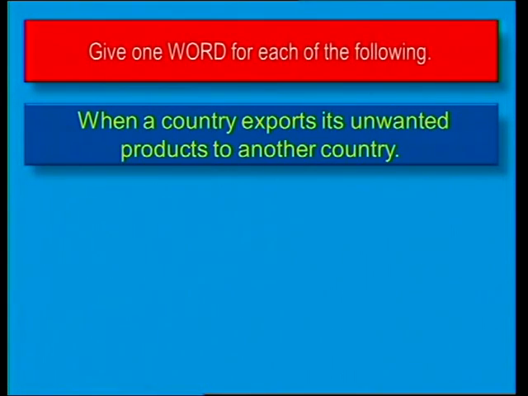And the statement is, when a country exports its unwanted products to another country, what do we call that? Yes, when a country exports its unwanted products to another country, what happens, they sell those products in the other country at a price lower than the cost of production. So they're actually selling it at a loss. But there's a reason behind that. Because once they've captured the market, they increase the price.